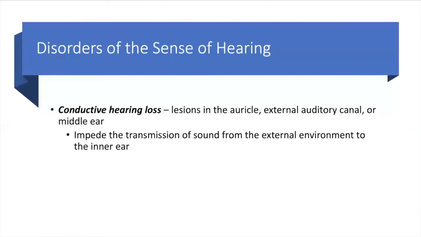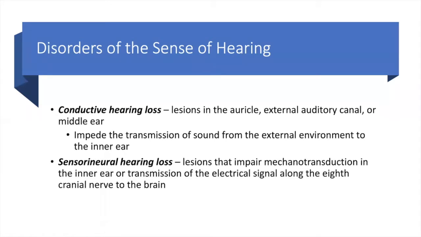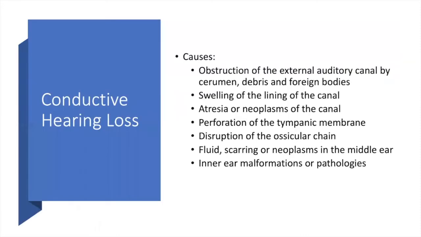Hearing loss can result from disorders of the auricle, external auditory canal, middle ear, inner ear, or central auditory pathways. In general, lesions in the auricle, external auditory canal, or middle ear that impede the transmission of sound from the external environment to the inner ear cause conductive hearing loss, whereas lesions that impair mechanotransduction in the inner ear or transmission of the electrical signal along the eighth nerve to the brain cause sensorineural hearing loss.